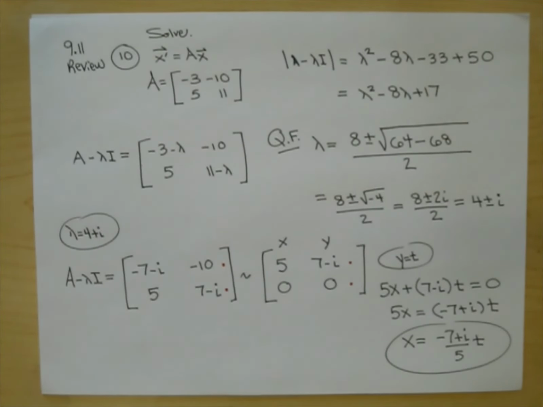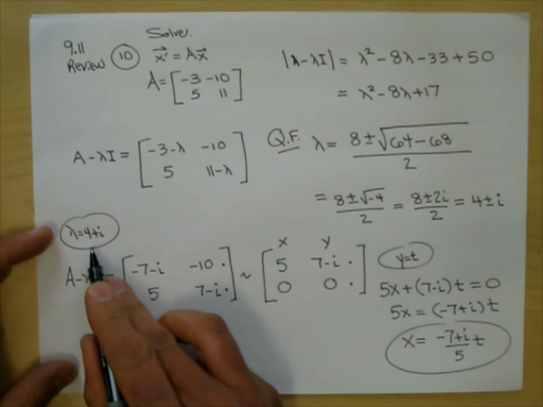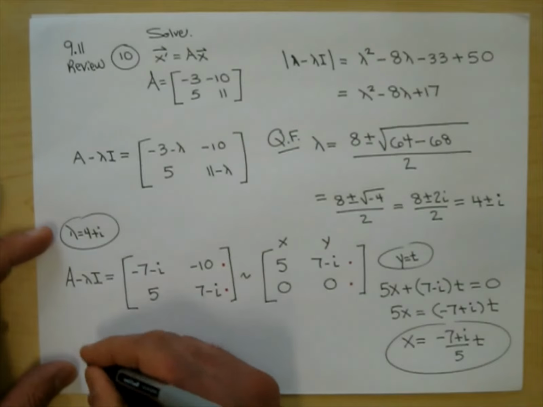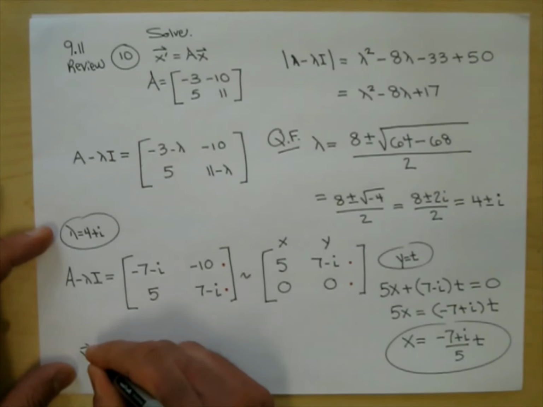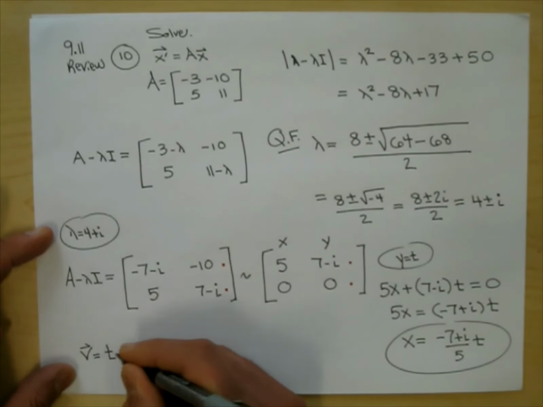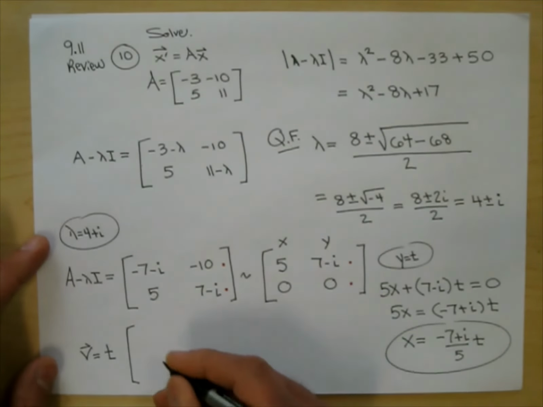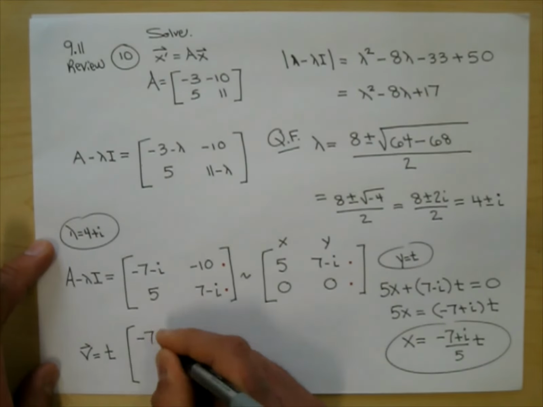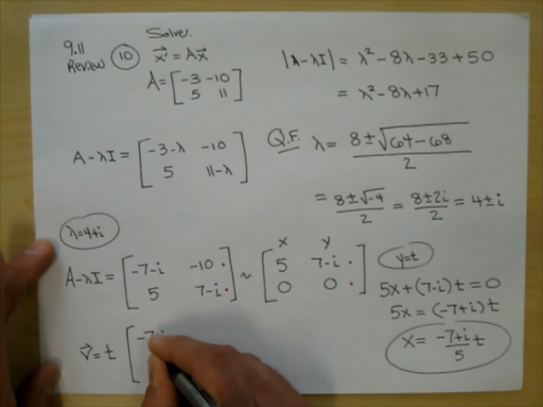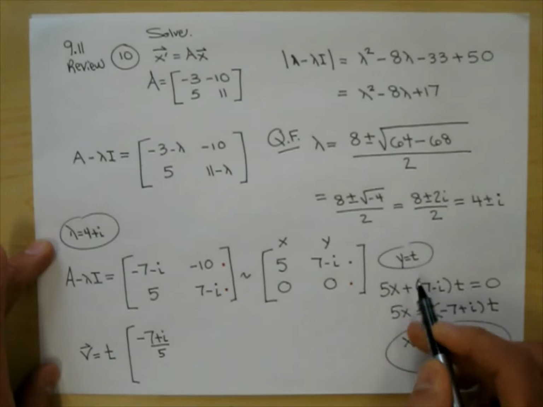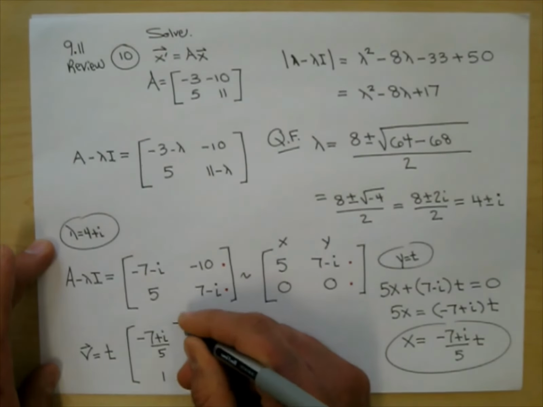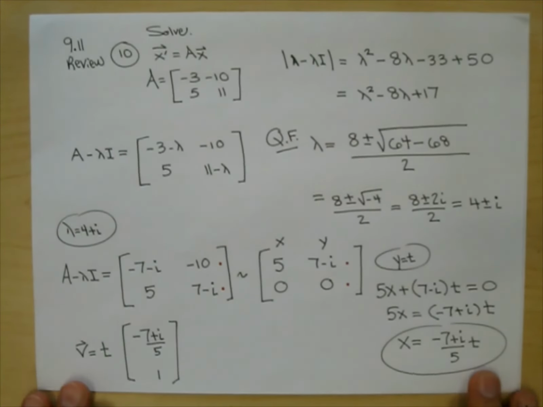So there it is. I'm trying to find the eigenvectors associated with the eigenvalue 4 plus I. And it looks like we found them. V equals t times this right here. So I'll put the x value, negative (7 minus I) over 5, and then the y value is 1. Okay, so there it is. I don't like to have a fraction there.